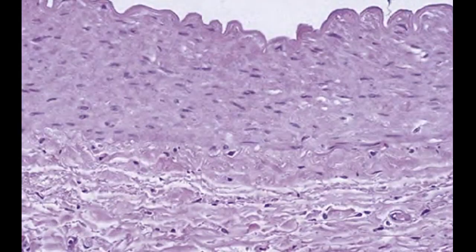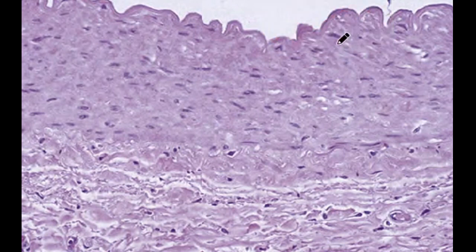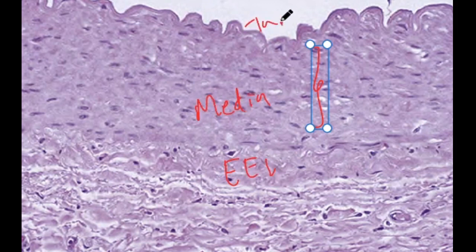Hello friends, this is the picture showing the normal artery. This is the thin intima which is seen here, and below this is the media. Here you can see the external elastic lamina. This is the media, this is the intima, this is the external elastic lamina, and this is the adventitia. So this is the picture of a normal artery.